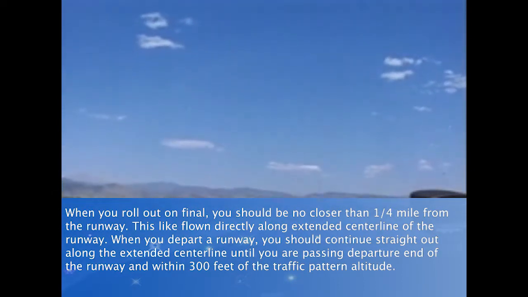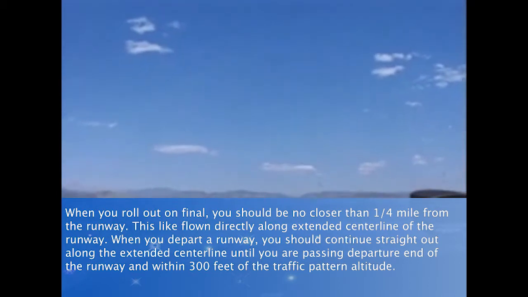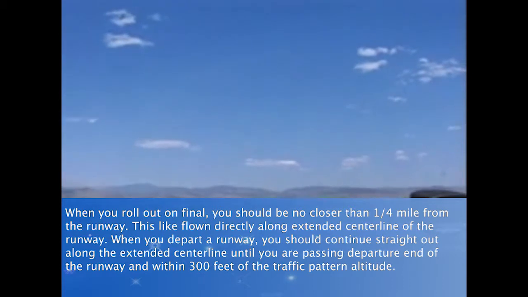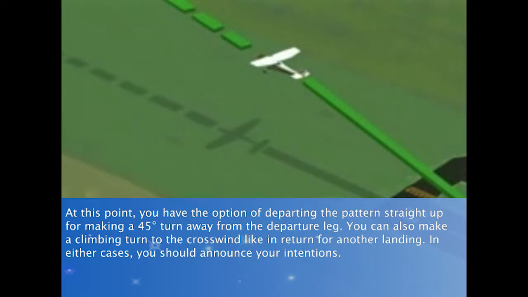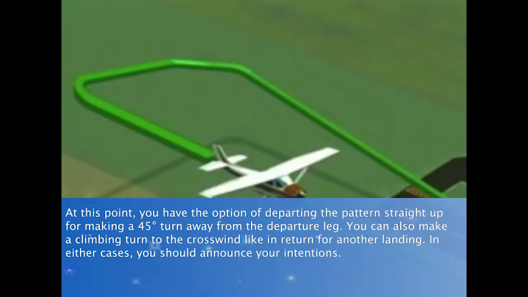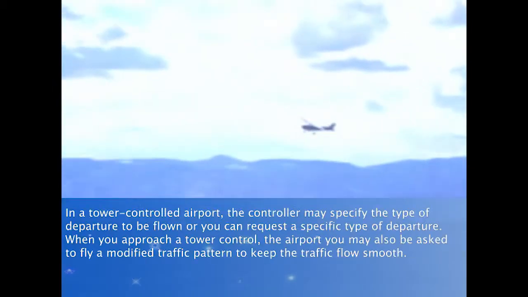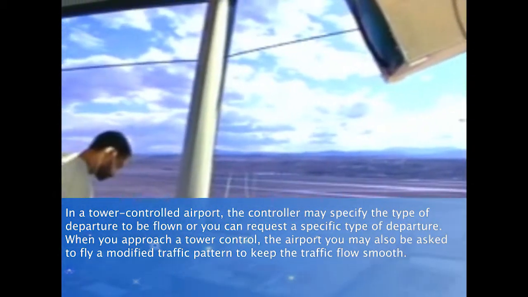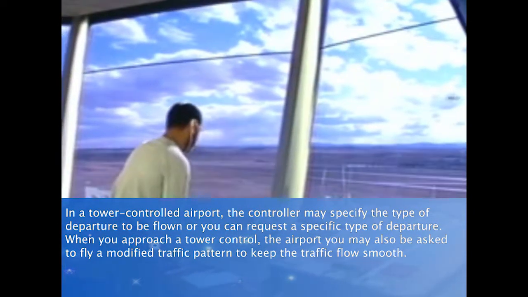When you depart a runway, you should continue straight out along the extended center line until you are past the departure end of the runway and within 300 feet of the traffic pattern altitude. At this point, you have the option of departing the pattern straight out or making a 45-degree turn away from the departure leg. You can also make a climbing turn to the crosswind leg and return for another landing. In either case, you should announce your intentions. At a tower-controlled airport, the controller may specify the type of departure to be flown, or you can request a specific type of departure.